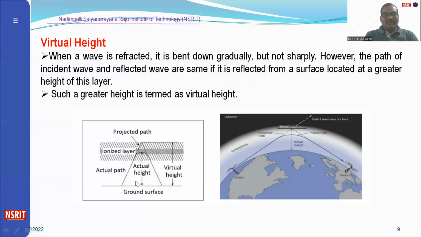So the bending path gives the actual height, and the projected path produces the virtual height. This is the difference between the actual height and the virtual height. The bending path, the actual path, produces the actual height, and the projected path in the ionospheric layer produces the virtual height.